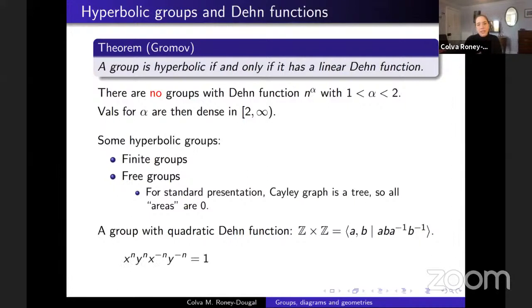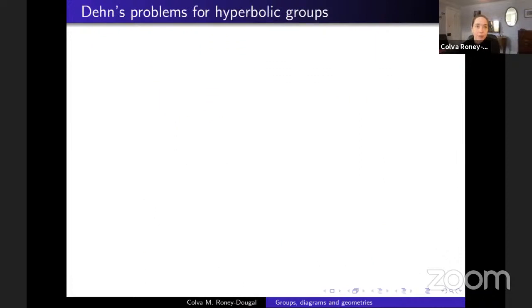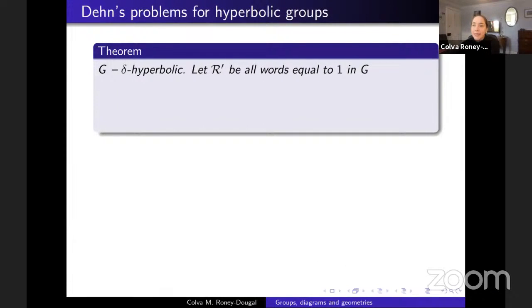So another way of saying that is if I were to take something, oh, I've written it with x's and y's, sorry, that should be a to the n, b to the n equal to 1. That needs n squared relations in a Van Kampen diagram proving it because I need to fill in that box on the Cayley graph. Right, Dehn's functions for hyperbolic groups, Dehn's problems.